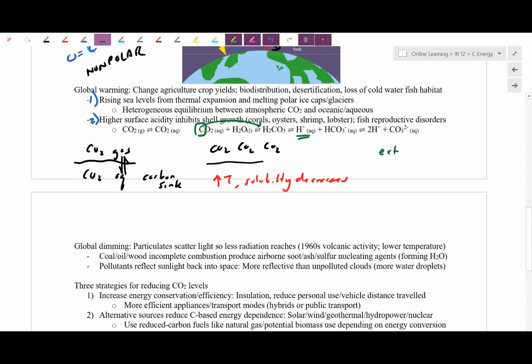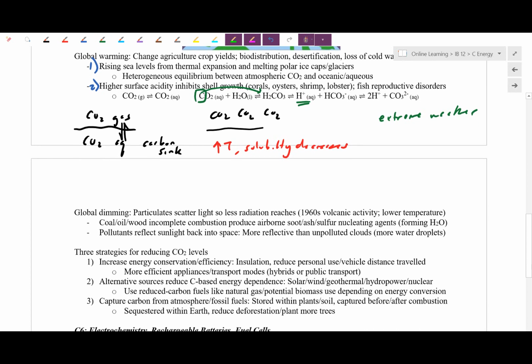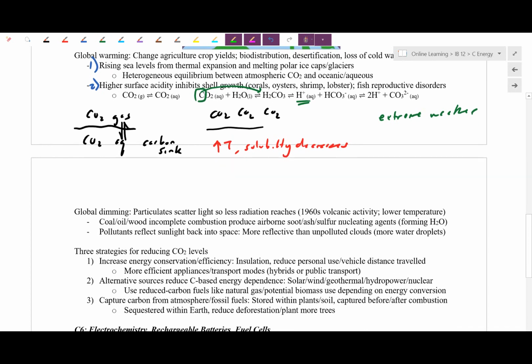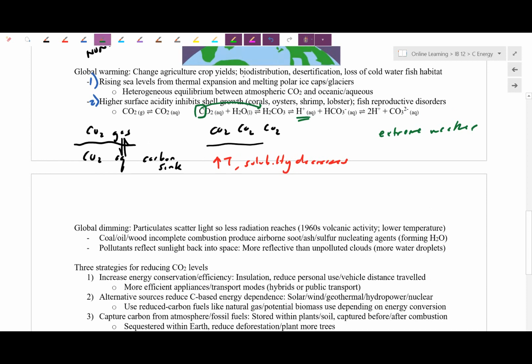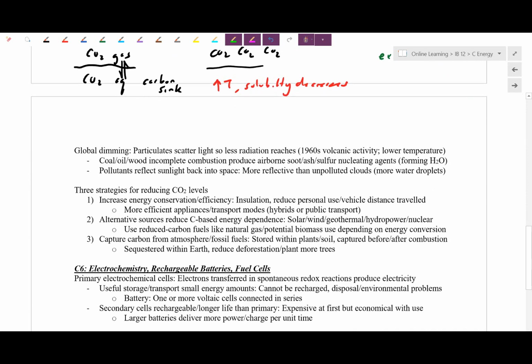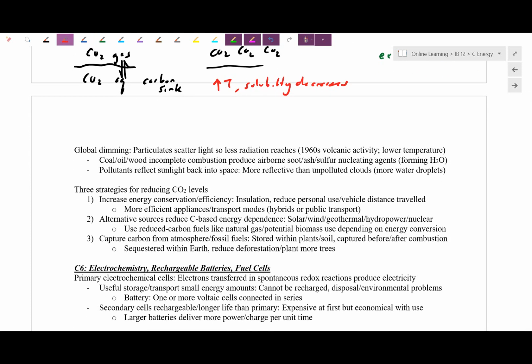We talked about here having more extreme weather conditions. So some other consequences for this global impact. The other consequence here was just the changes in biodistribution. So those are the four. So on the back side here, we have another consequence.